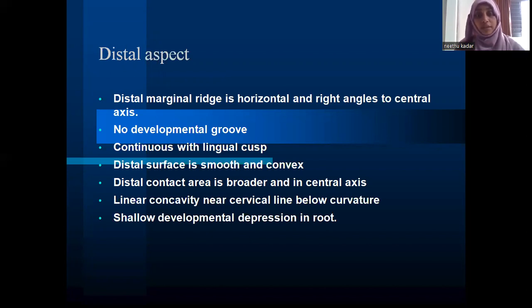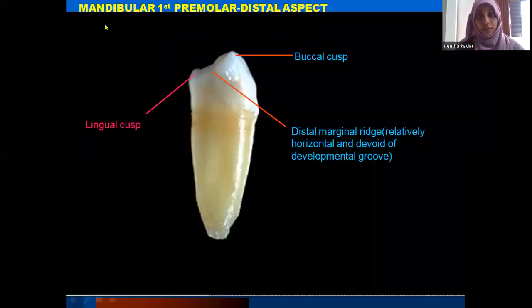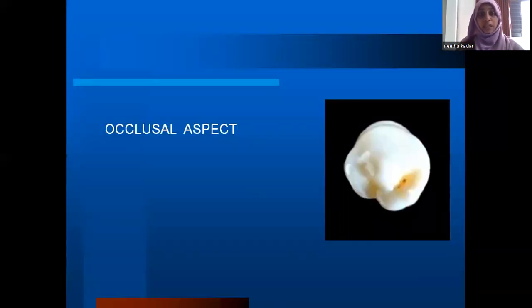Below the curvature, there is a shallow developmental depression. This line shows the distal marginal ridge, which is continuous with the buccal crest and back towards the lingual crest, because there is no developmental groove separating the marginal ridge from the lingual crest. This distal marginal ridge is horizontal, so it is perpendicular to the line that bisects the crown.